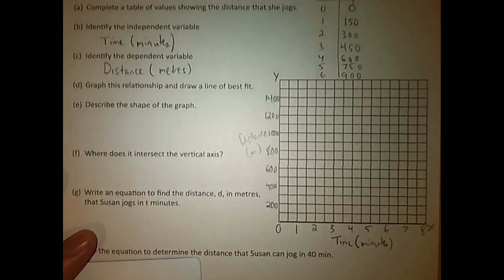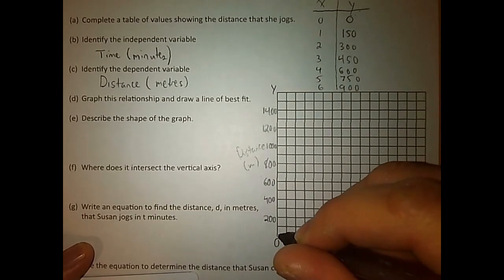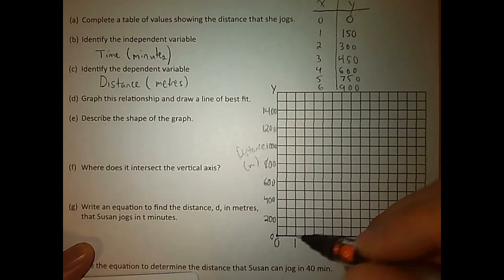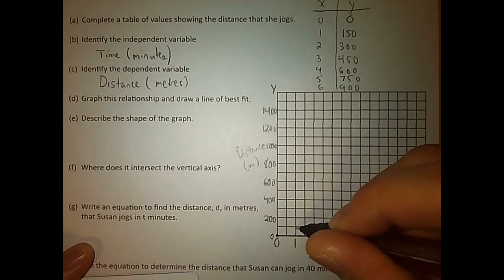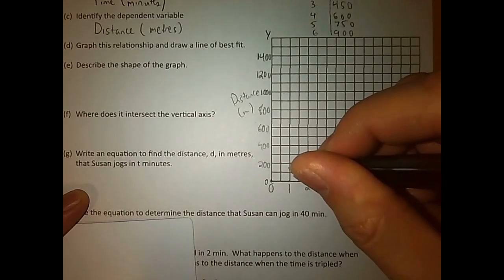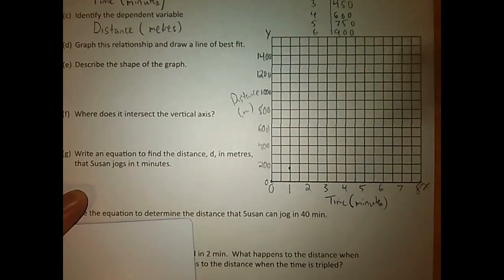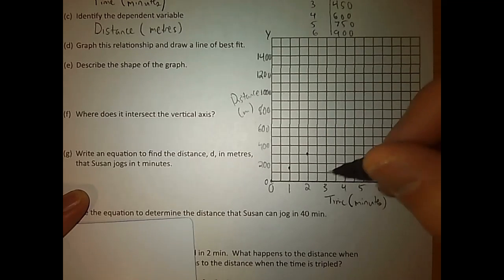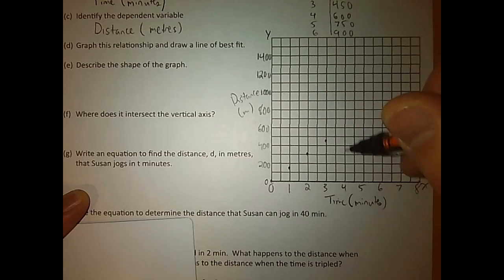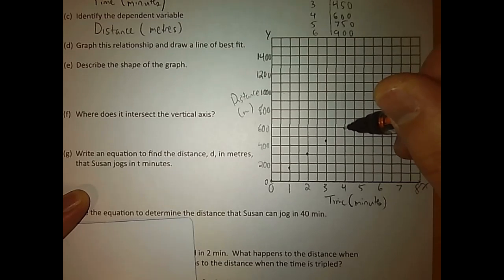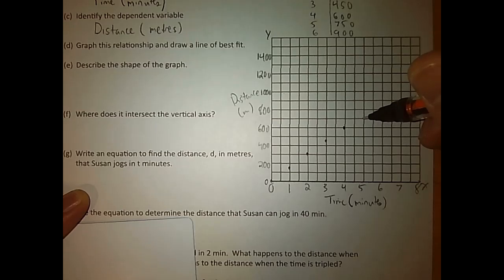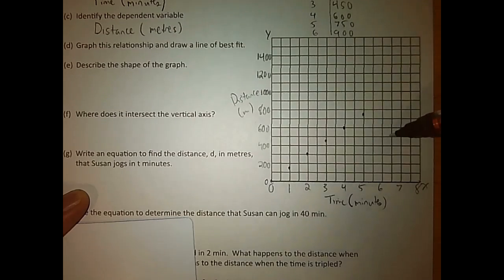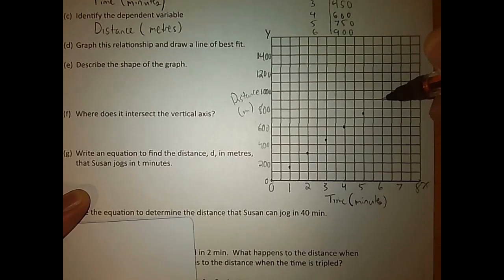That's good. So now we'll be putting our points in. We point at 0, 0, then we point at 1 and 150. Well, if this is 100 here, then 150 has to be in between them. For 2, it's going to be at 300. For 3, it would be 450. 4 would be 600. 5 would be 750, which would be here. And we already see the dots are forming a line. And 6 would be 900, which would be here.